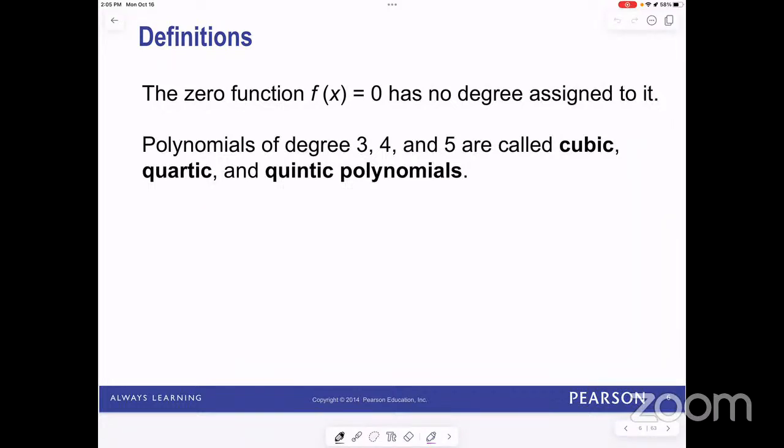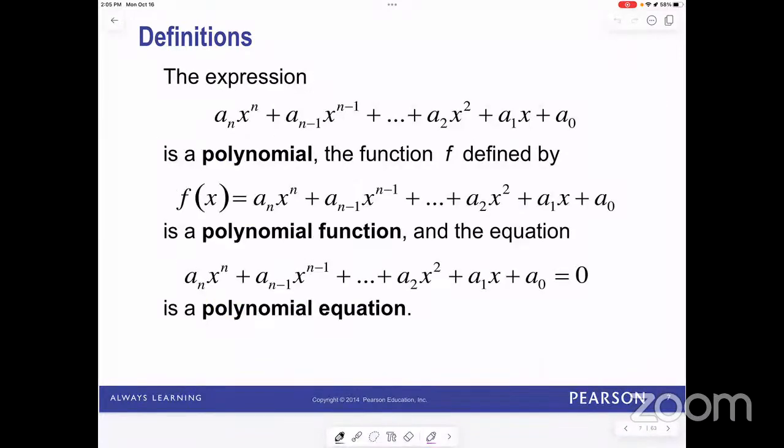Okay, I'll get something. We said that this has no degree because f(x) equal to 0 can be written as 0, which also can be written as 0 times x squared, which also can be written as 0 times x to the 5, because we can write x to whatever power we want and it all collapses to 0. That's why we say this function has no degree assigned to it. Polynomials of degree 3, 4, and 5 are called cubic, quartic, and quintic polynomials. This expression is a polynomial, and the function defined by f(x) equal to that expression is what we call a polynomial function.